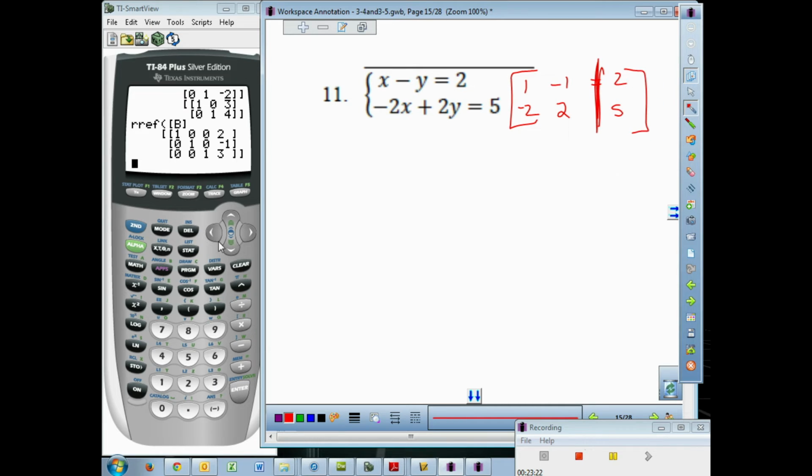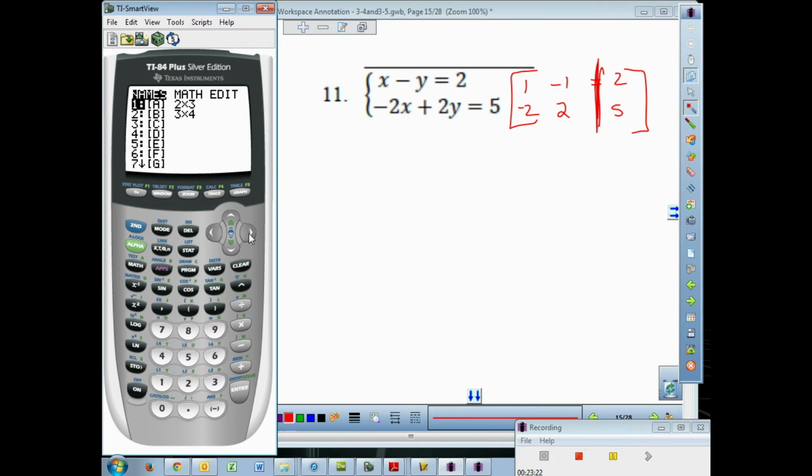Then go edit your 2 by 3. Edit this guy. Down, down. 1. Enter. -1. Enter. 2. Enter. -2. Enter. 2. Enter. 5. The good thing about the 2 by 3s is you can see all the coefficients to double check to see if you typed it in right. When you get those 3 by 4s, you can't see them all the time. Goody? With that? What do we do next?